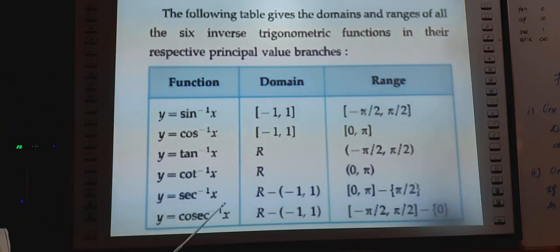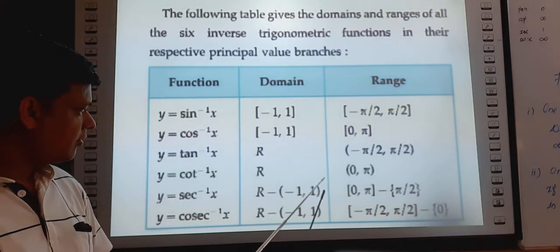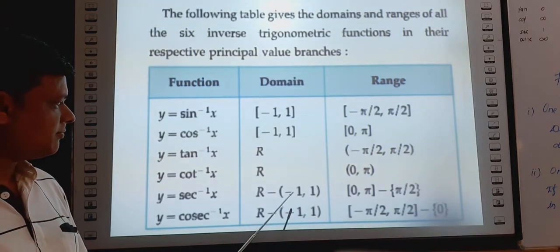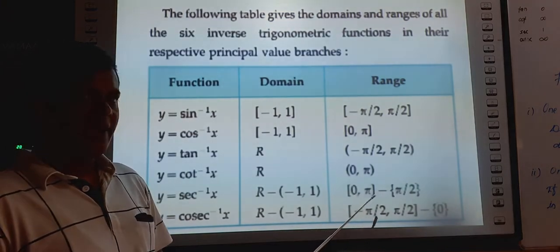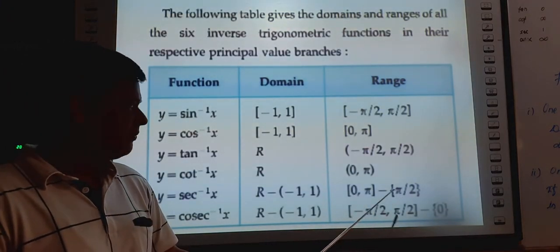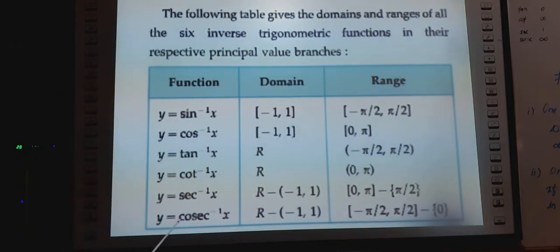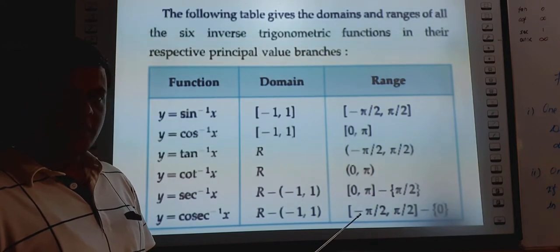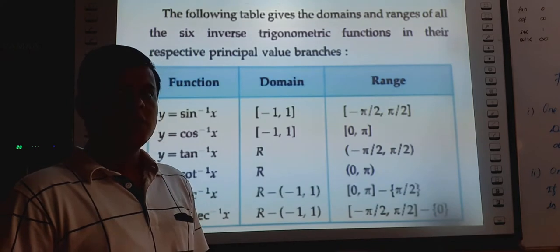Now for sec inverse x, the domain is R minus, that means removing this interval, so R minus (-1, 1), and the range is the closed interval 0 to pi minus pi by 2. That means excluding the angle pi by 2. And for cosec inverse x, the domain must be R minus the open interval (-1, 1) and the range is the closed interval -pi by 2 to +pi by 2 minus 0. That means excluding 0.